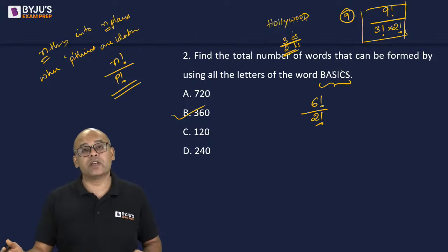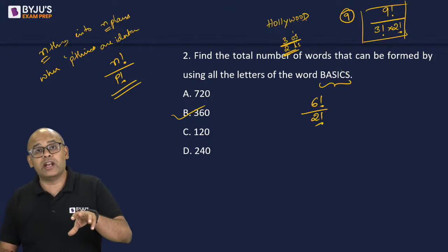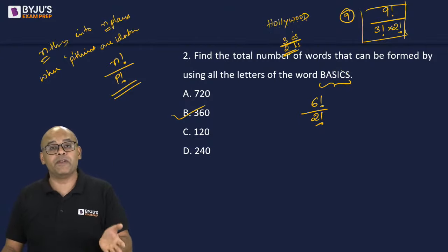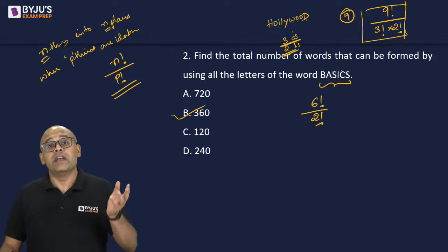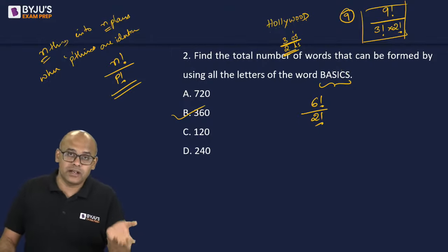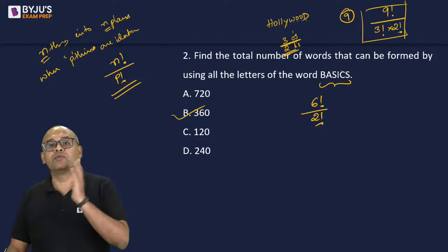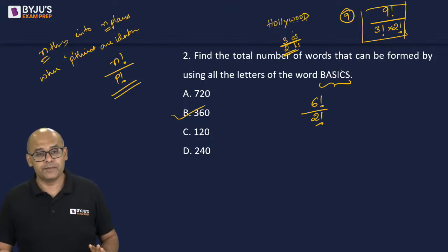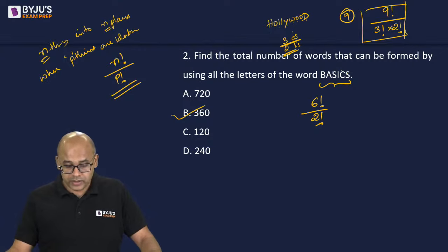If there are P things which are identical, then Q things which are identical, it is P factorial into Q factorial in the denominator. If there are another R things which are identical, divide by another R factorial. That's how it keeps going. Simple? Okay, let's move on to the next question.